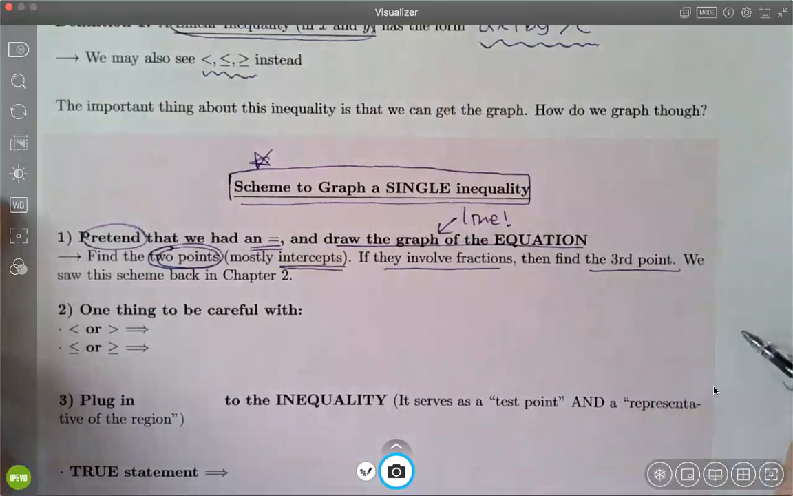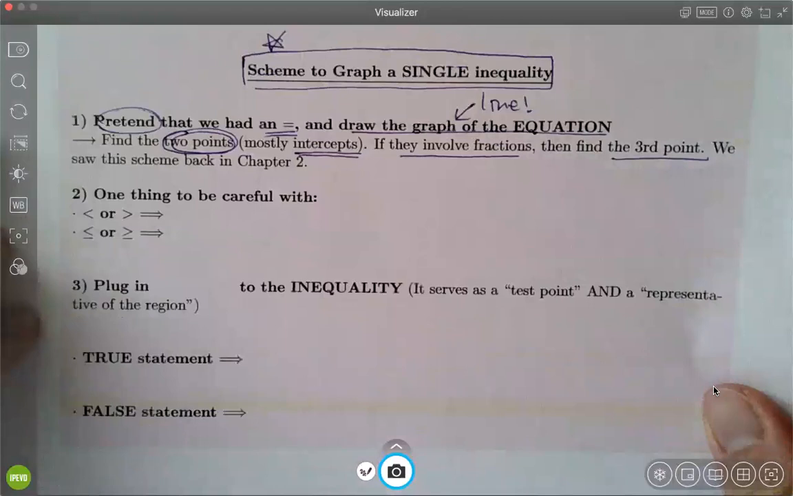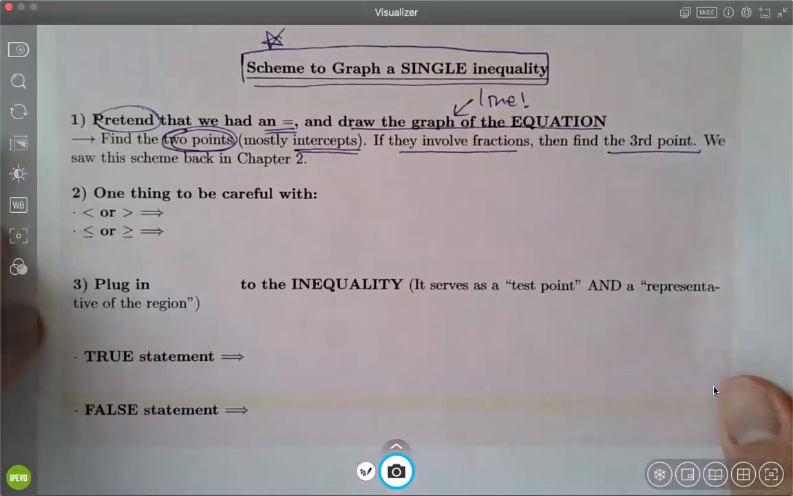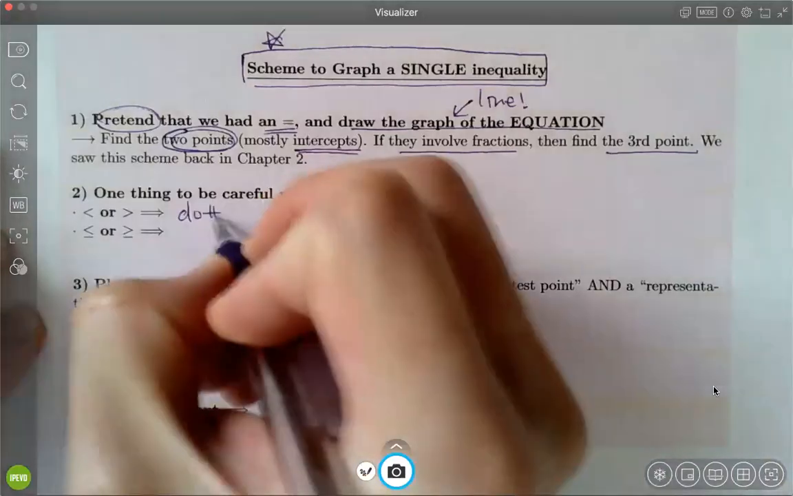Since we saw this scheme in chapter 2, I'm not going to elaborate on it again. Now, one thing to be careful with. Number one, if you have less than or greater than inequalities, you put a dotted line.